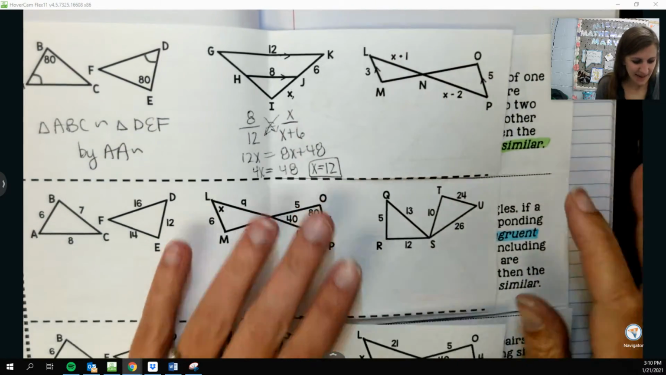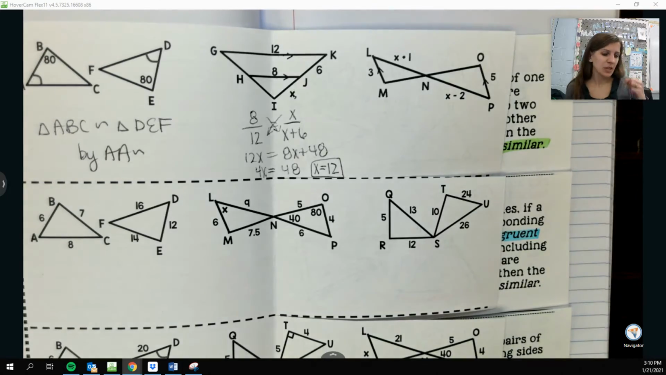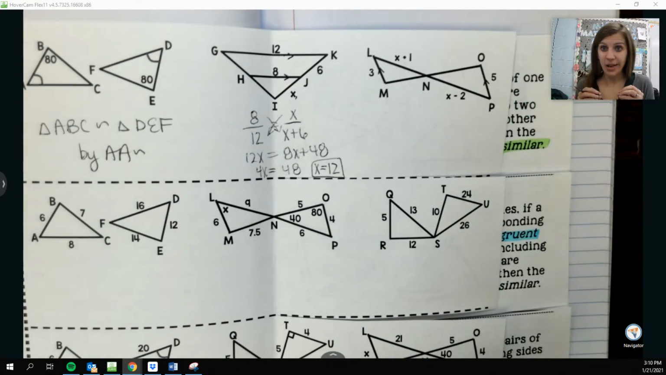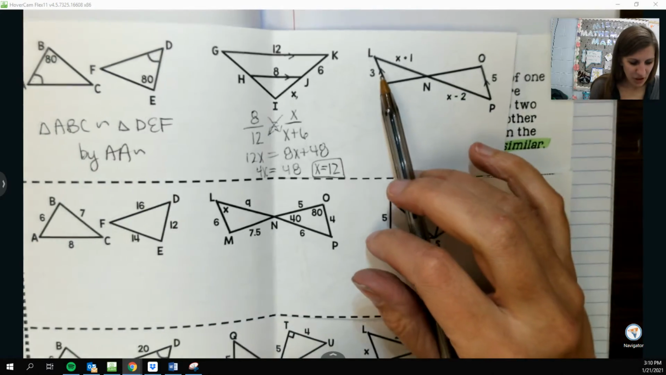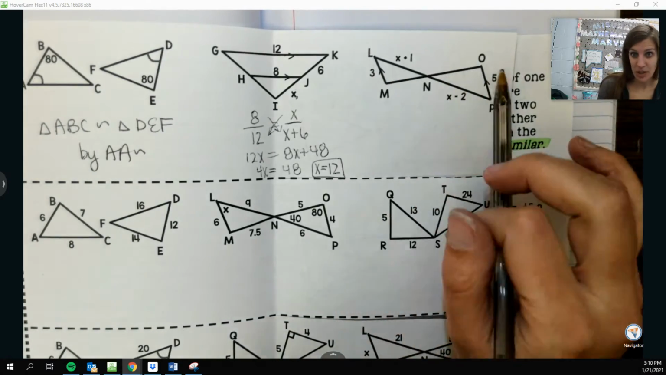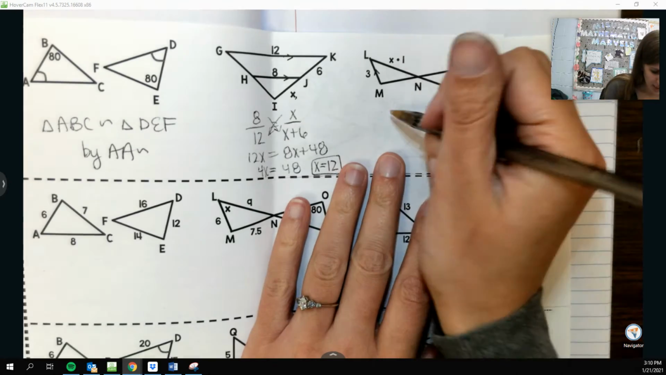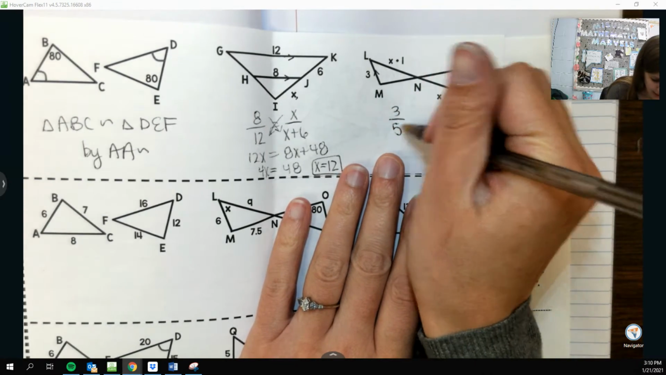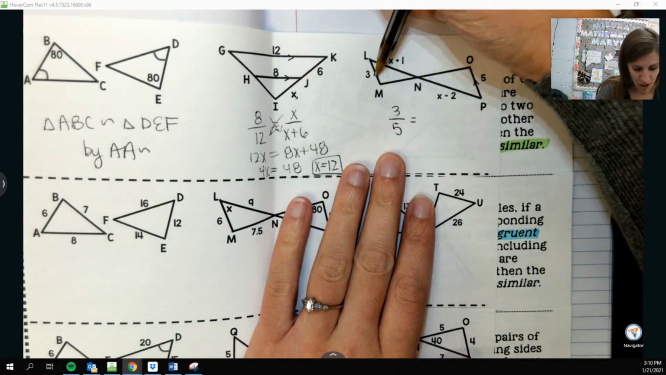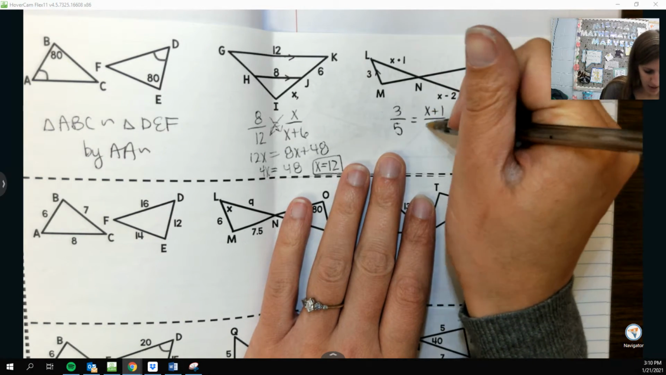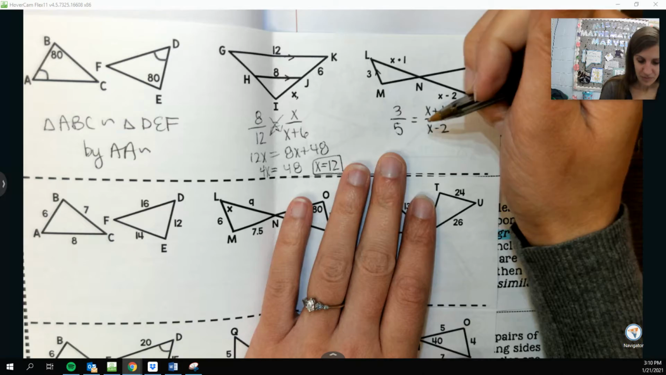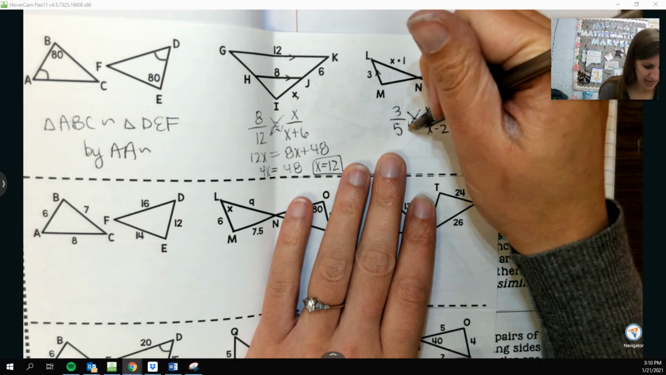Okay. Same idea here. These two triangles are similar because of the parallel lines. I get angle-angle, and I have vertical angles. So we can match things up. So the parallel lines are going to match up with each other because they're opposites of each other. So the 3 over the 5. And since I'm going from this triangle to that one, we have to do the same thing here. So x plus 1 over x minus 2. And then we can cross multiply and solve.